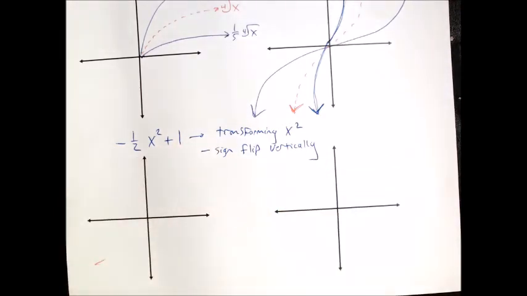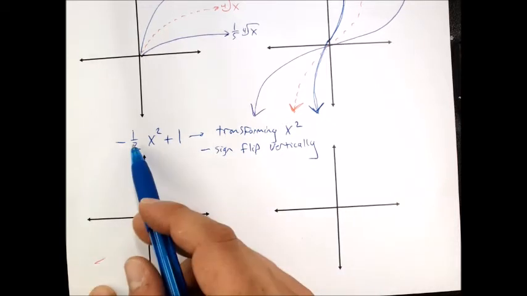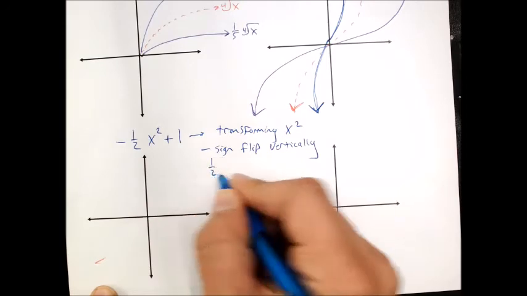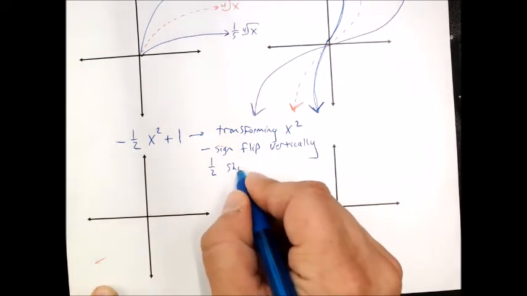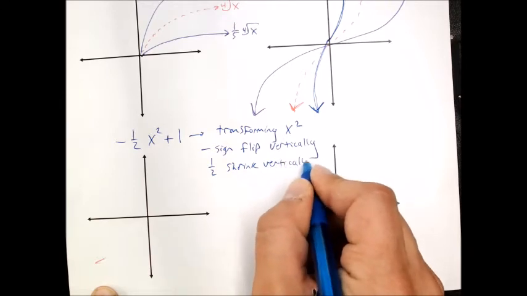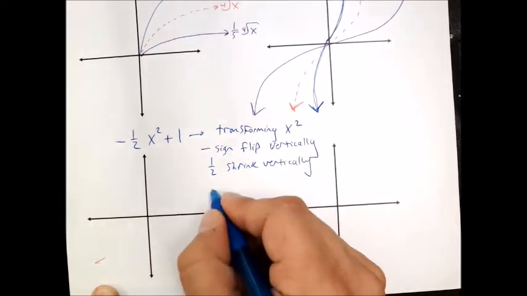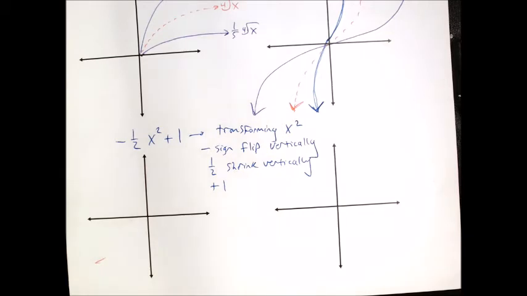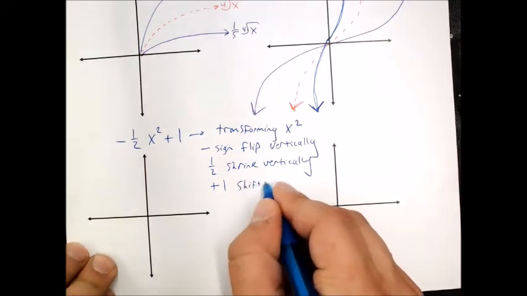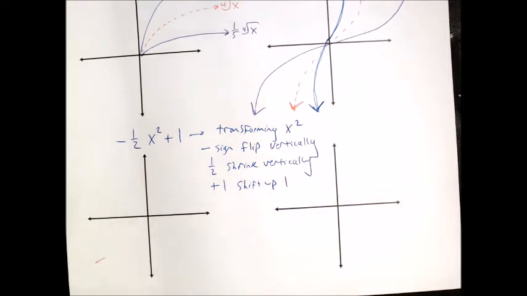Alright. So that's the minus sign. What's the 1/2 doing? That's from this page. We're multiplying by a number less than 1. So the 1/2 is going to shrink it vertically. And then what's the plus 1 do? Move it up 1. That's from the first page, right? That's shifting it up 1.